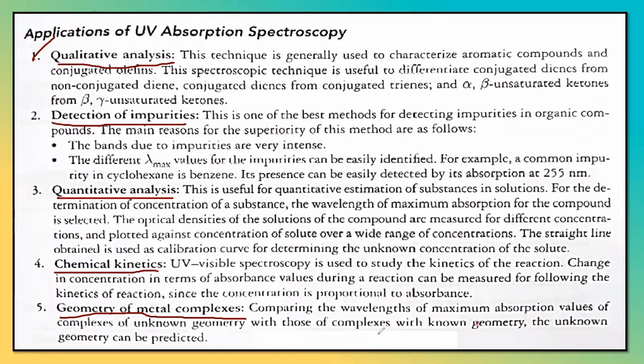Now how can impurities be detected? It is again quite simple. For detection of impurities, the bands or absorption spectra that we get from the pure sample and from the impurities will be different, so that way the presence of impurities can be detected in a sample. Quantitatively it is quite easy to determine, because you just measure the absorbance, and that is nothing but the quantity of the chemical present in a particular solution. Kinetics studies can also be done using this technique, and the geometry of different molecules can also be found using this technique.